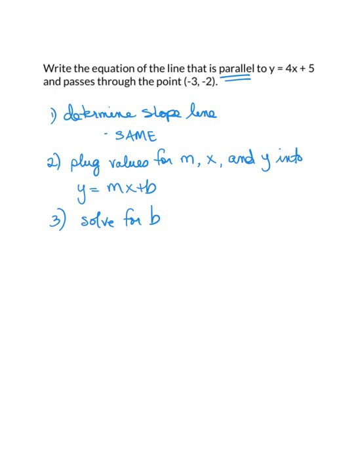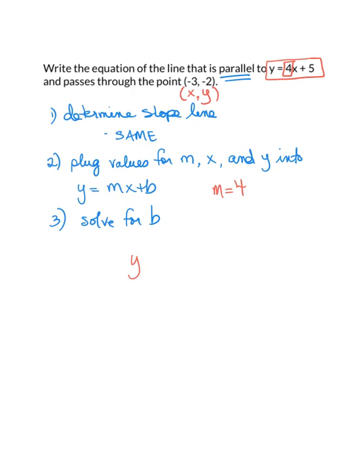remember parallel lines have the same slope, so when we look at the equation given, this is the line that's already, if we imagine our graph paper, this is the line that's already drawn. So that line has a slope of 4. So that is my value for m. Next, I'm going to plug my values for m, x, and y into my equation. Now remember, my values for x and y come from my coordinate.